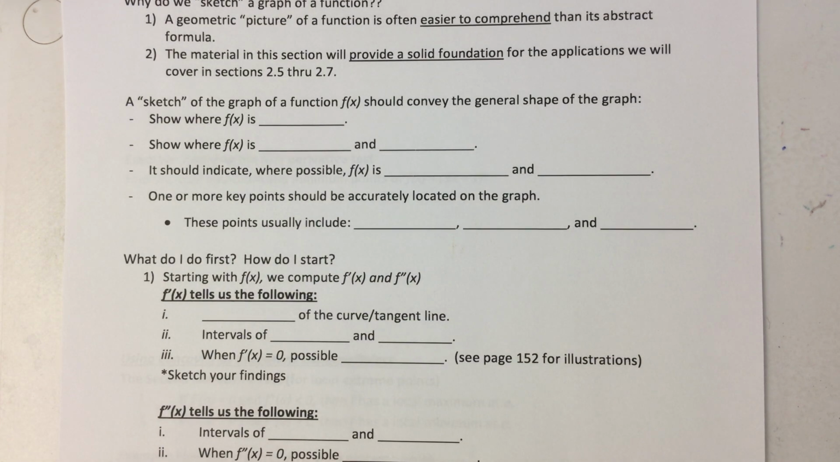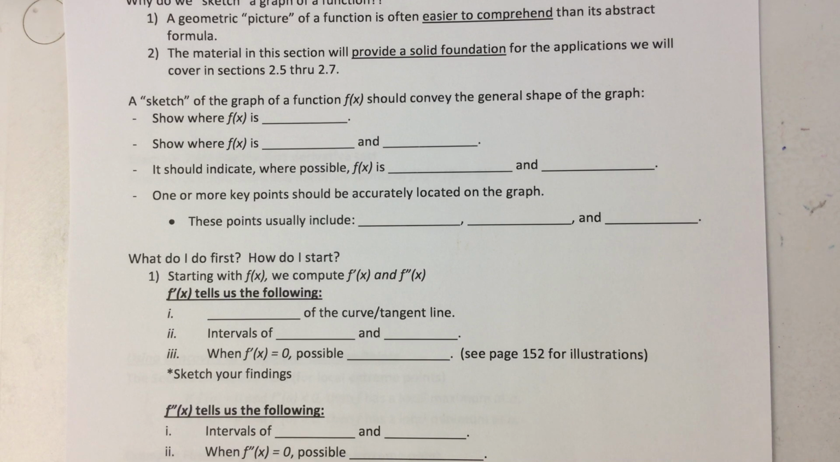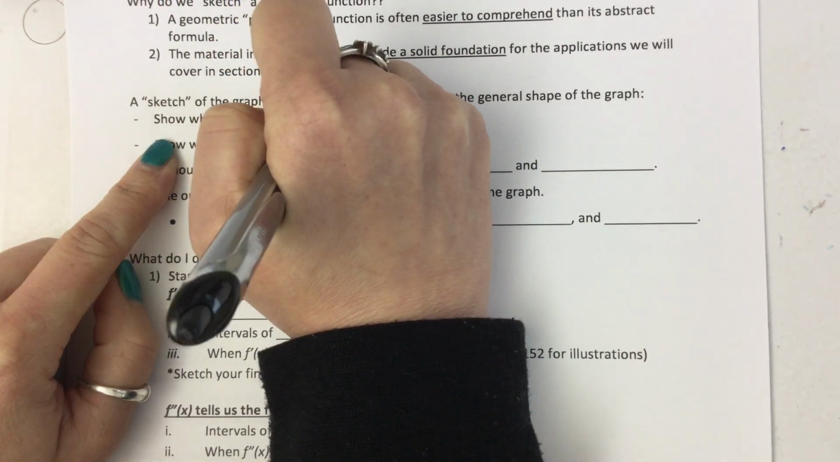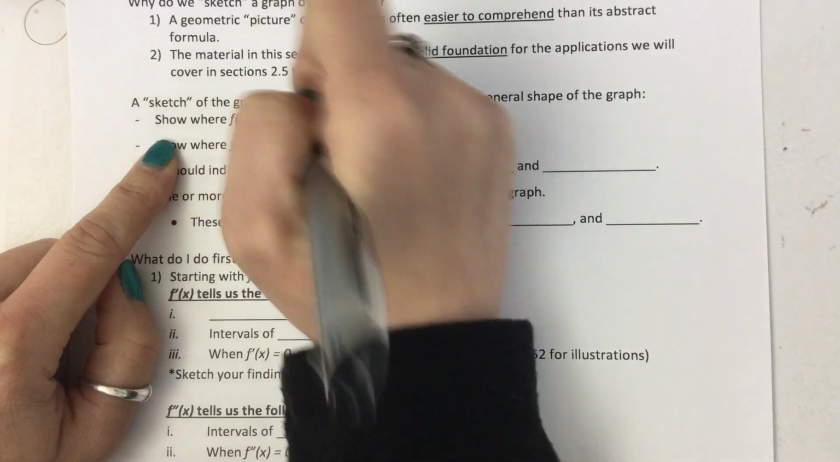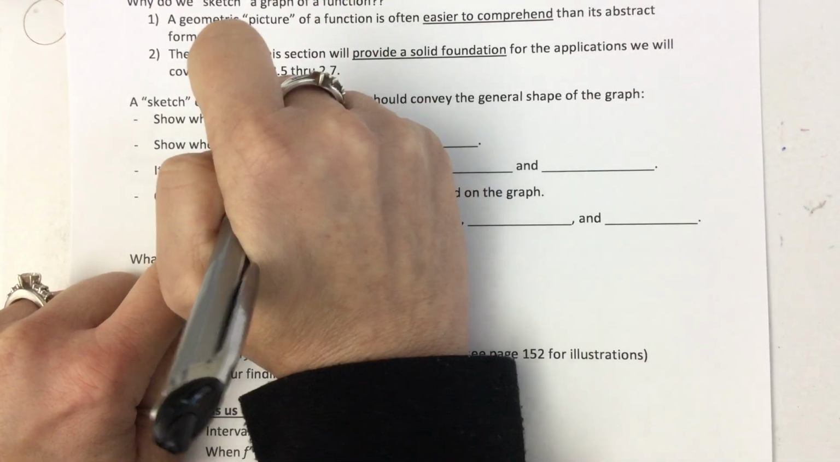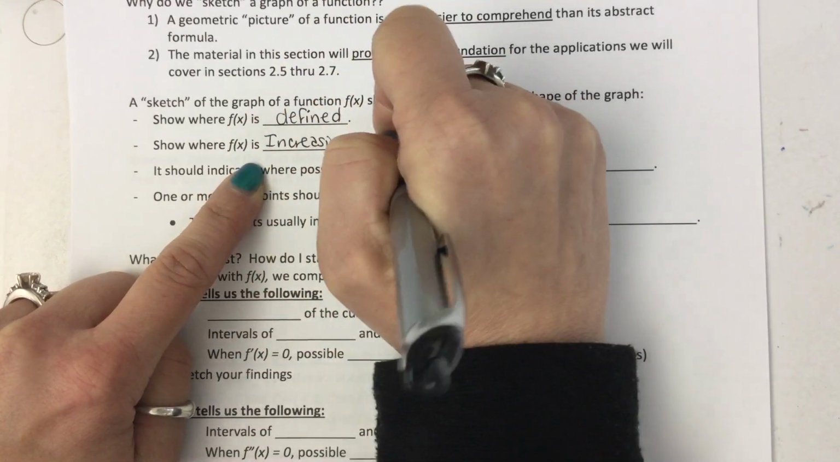A sketch of a graph of a function has to convey the general shape, okay? Notice that it's a sketch. It doesn't mean that it has to be perfect. We want the general shape of the graph. Things that you should have: show where f of x is defined, okay? So make sure that if you have a restricted domain, you stay just within the values that are defined. We show where f of x is both increasing and where it's decreasing.